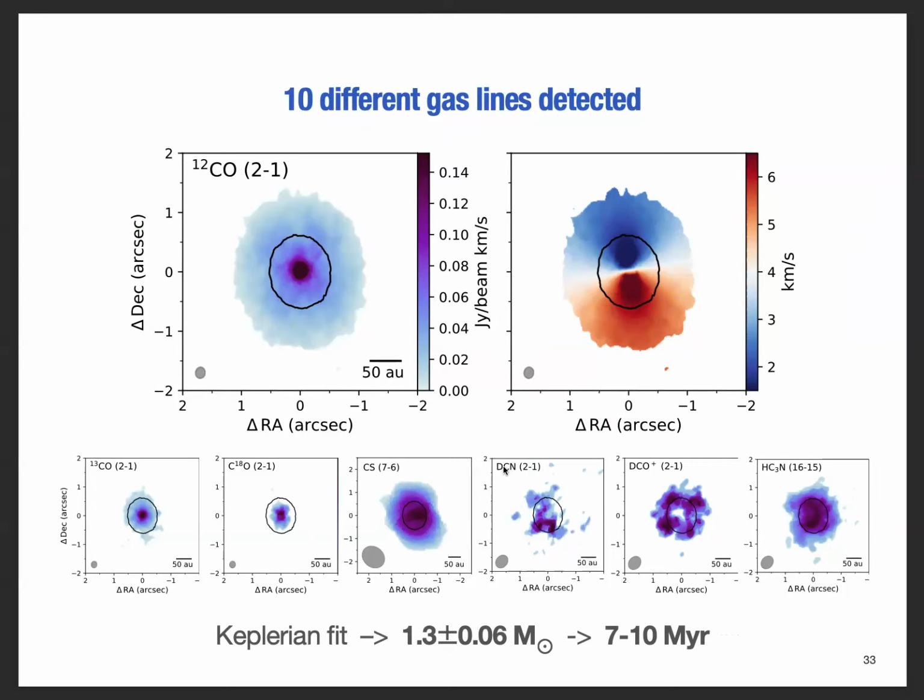So that's total intensity emission for different lines, and there to the right you have the Keplerian rotation that we can measure with ALMA. And if you fit a Keplerian disk, you get a mass of 1.3 solar masses, which is independent of isochrones. So it's interesting that you kind of escape all these degeneracies with evolutionary models of stars. But if you put them in evolutionary tracks, that gives you an age between 7 and 10 million years. So it's a fairly old disk, but still very gas rich. It has a lot of mass.